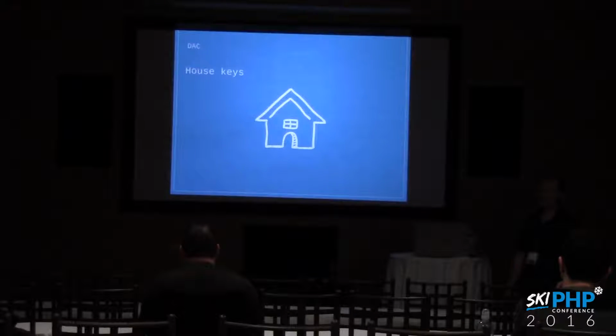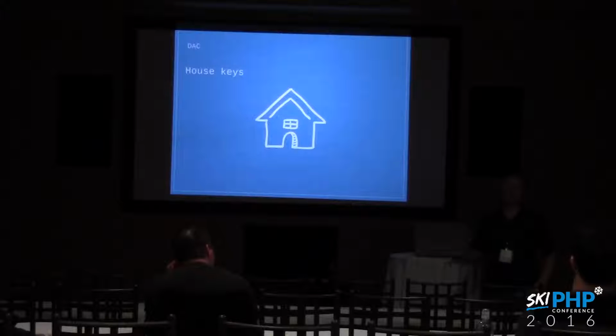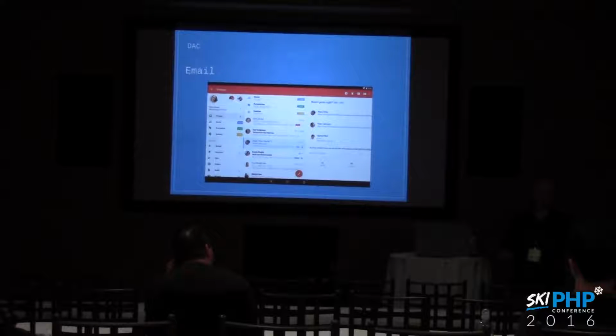So discretionary, let's say you have a house, a car. I've got my house keys here. I'm the owner of my house. I decide who gets the key to my house. It's up to me. I decide you get the key or you don't. So discretionary, the owner of the resource, it's up to their discretion who gets access to it. Pretty simple.